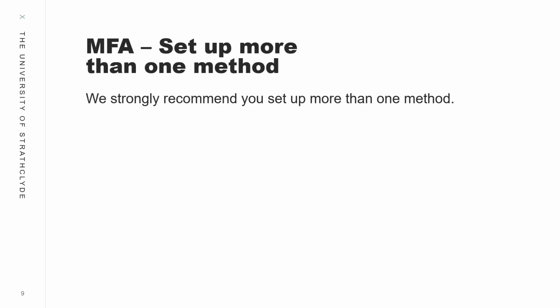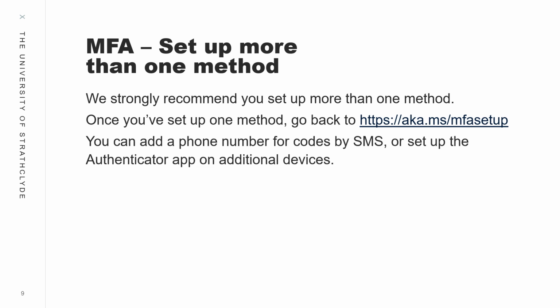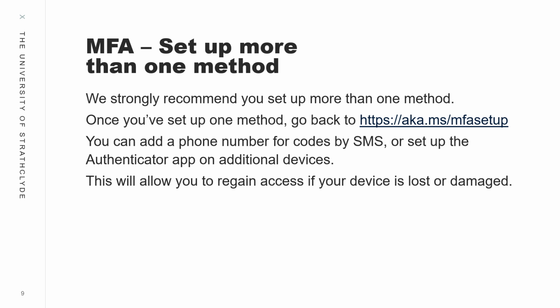We strongly recommend that you set up more than one method of multi-factor authentication. Basically, once you've set up your first method, at any time you can go back to that web page there and you'll be able to set up additional methods. This could be adding a phone number, which allows you to get codes via SMS to log in, or you can set up the Authenticator app again on different devices so that you can authenticate with, say, both a phone or a tablet. And the reason why it's important to set up more than one method is it means that you can still get access to your account if your first device is lost or damaged.